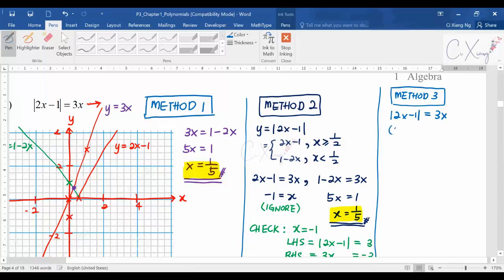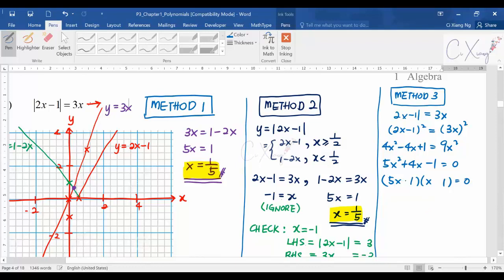So when you square both sides, it will become 2x minus 1 squared. The modulus disappears, and then you are having 3x, and then you square. So 4x squared minus 4x plus 1 equals to 9x squared. Then if you continue further, you are having 5x squared plus 4x minus 1 equals to 0. And after that, you can try to factorize it.